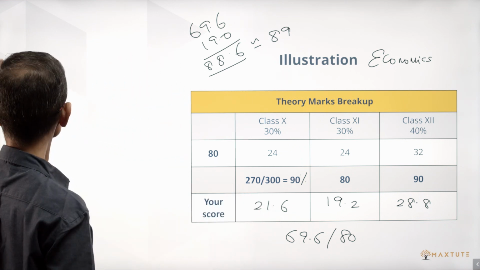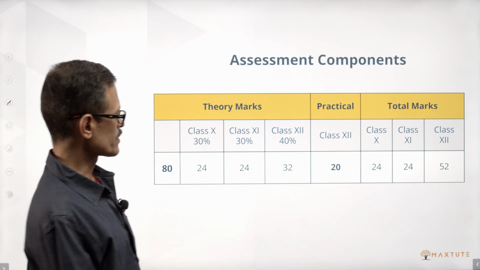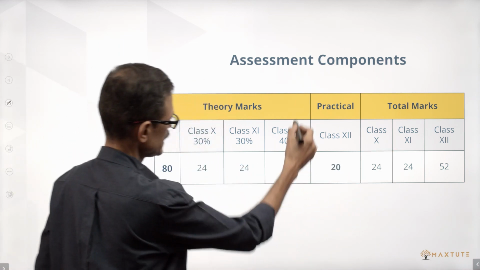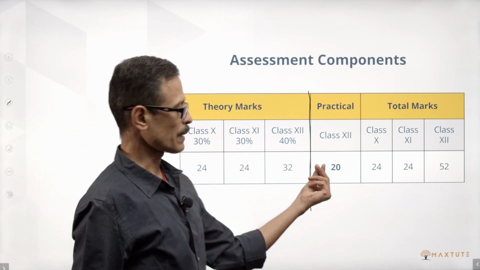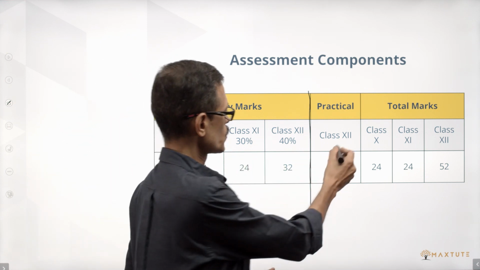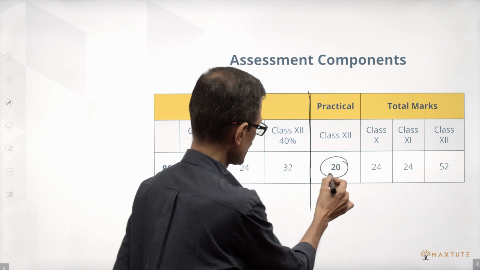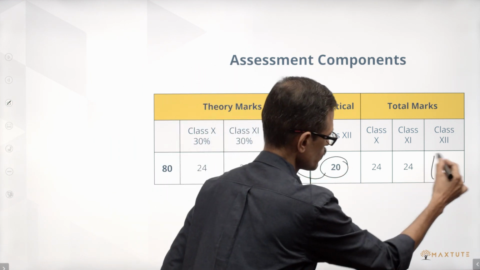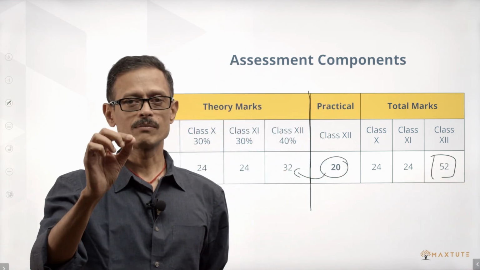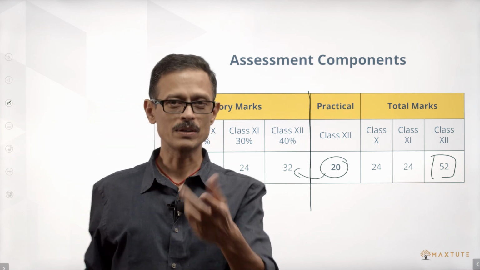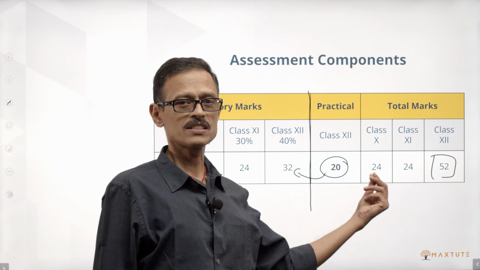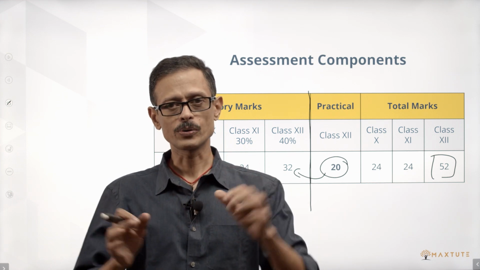So, quickly, what would it translate to? Of the 100 marks, 80 marks come from these 3 parts, 24, 24 and 32. Add the practical component also to it. So, 12th standard in total will have 20 plus 32, which is 52 marks. Half the marks come from what you have done in 12th standard. The remaining half, roughly 48%, comes from what you did in 11th standard and 10th standard. This is the breakup for you.